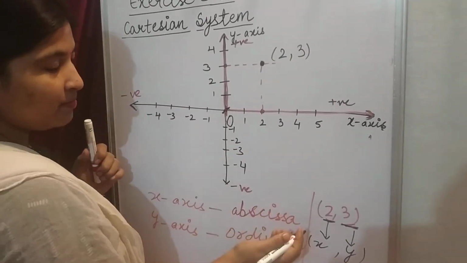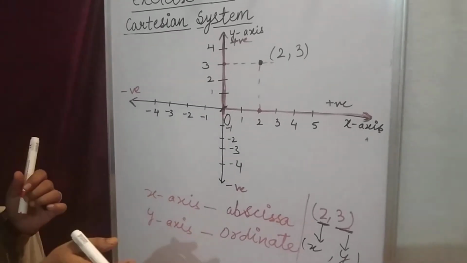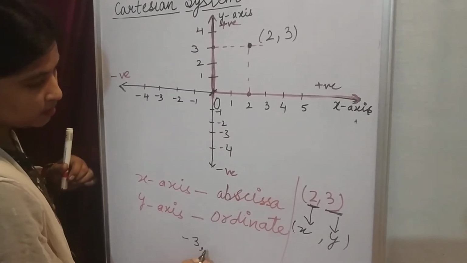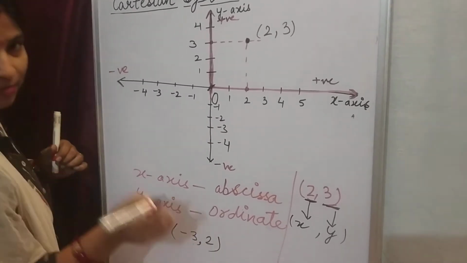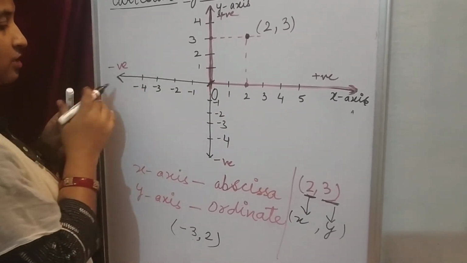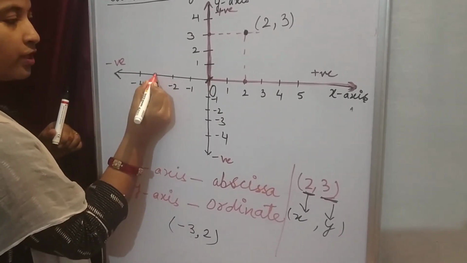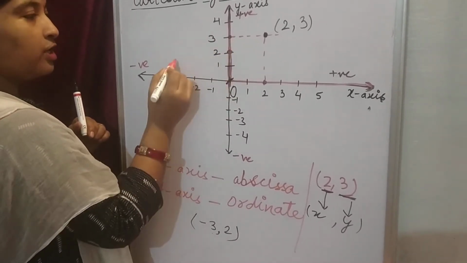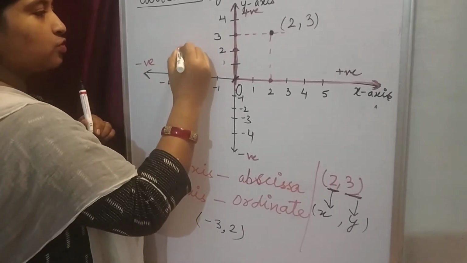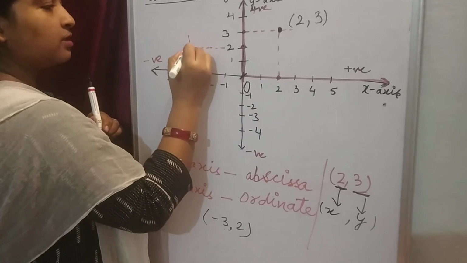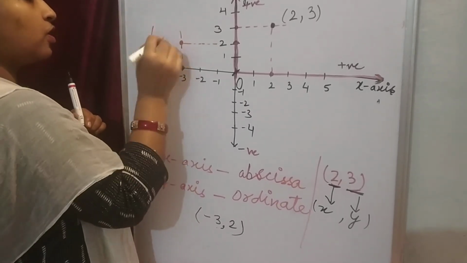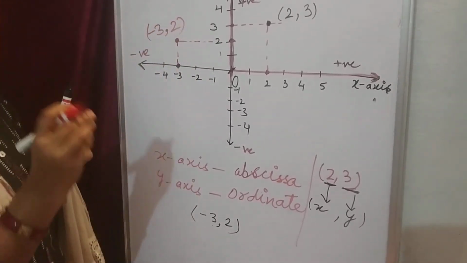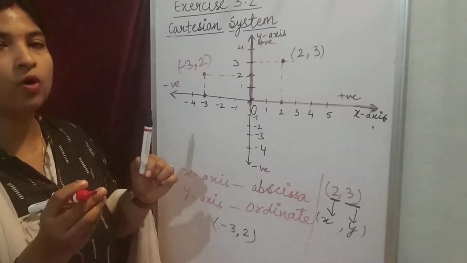Now at the same time, I will give you one more example of negative numbers also. Like if I have to represent -3, 2, how will I represent it? The first number is your x-axis. On the x-axis, where is -3? That you have to take care. -3 is over here. 2 is on the y-axis, so where is 2? Here. Draw the perpendicular lines from these 2 points and see where they are meeting. They are meeting at this point, and this point is your -3, 2. So in this way we are representing the points on a Cartesian plane.